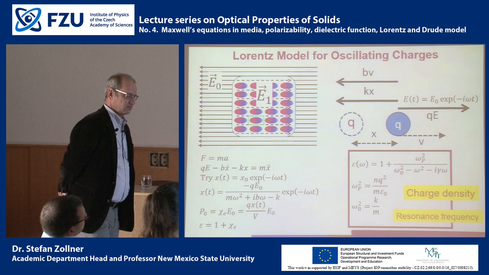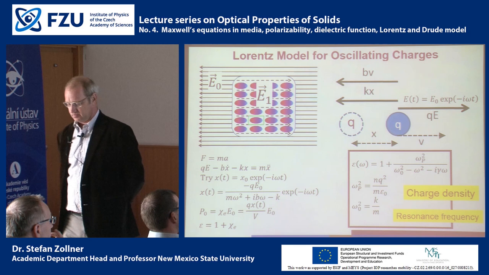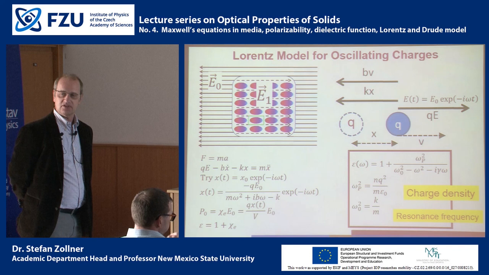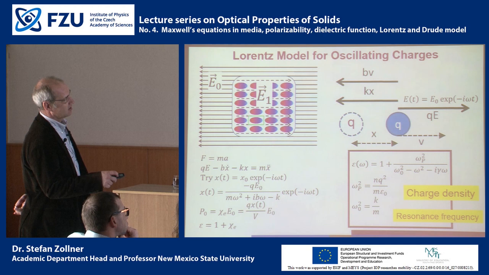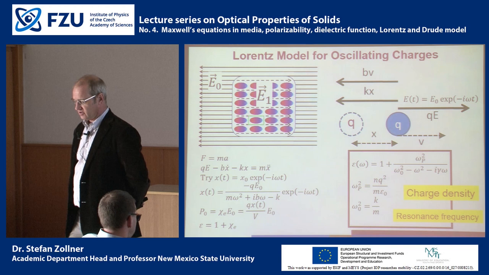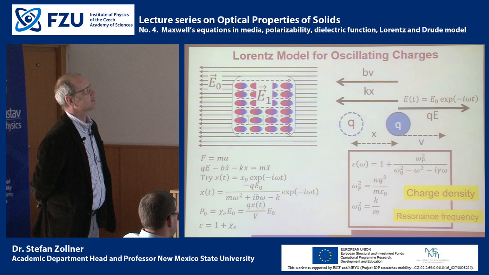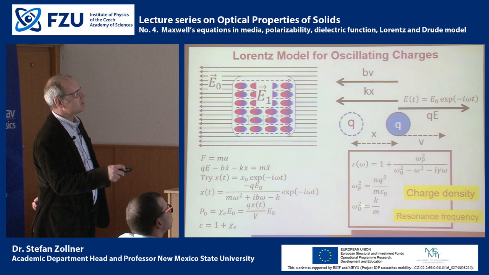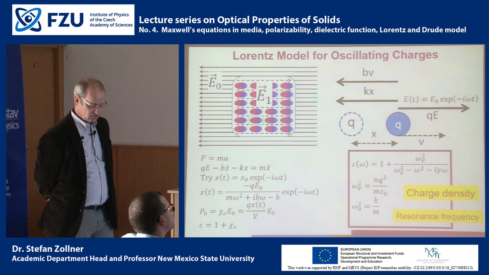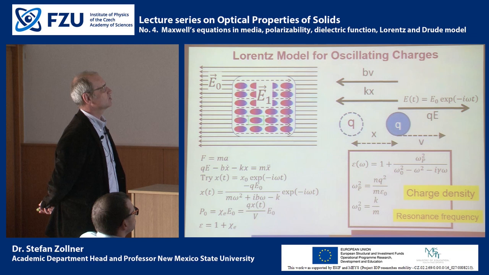If the charge density is something like 10 to the 23 per cubic centimeter, which is a typical solid, then electrons will have a very large plasma frequency that is in the ultraviolet, maybe around 10 electron volts. But the atoms or the ions have a much larger mass, and therefore the plasma frequency for ions is typically in the infrared region. The second parameter is the resonance frequency, and this is just from Hooke's law. The resonance frequency is the square root of K over M, where K is the bond strength and M is the mass of the charge, and again, this can vary depending on whether we're talking about electrons or ions as charges.